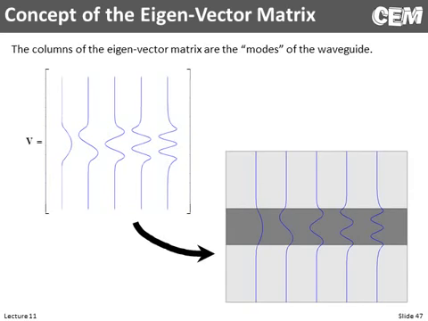So if we were to do this graphically, we can envision our eigenvector matrix looking this way, where the columns are our modes, and if we plotted them, we would see our modes. And we can overlay that onto the original slab waveguide, and we see that the modes correspond to where the guide is. So when we calculate an eigenvector matrix, think of the columns being this way. Now, you're probably going to have hundreds of columns. I'm only showing 5 here, but it illustrates the concept.